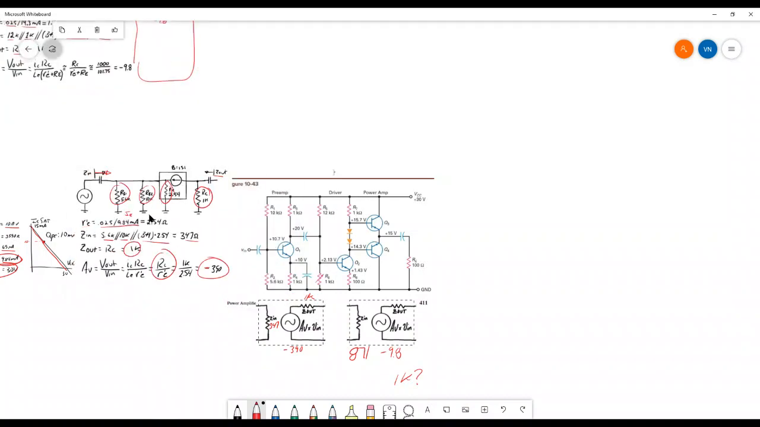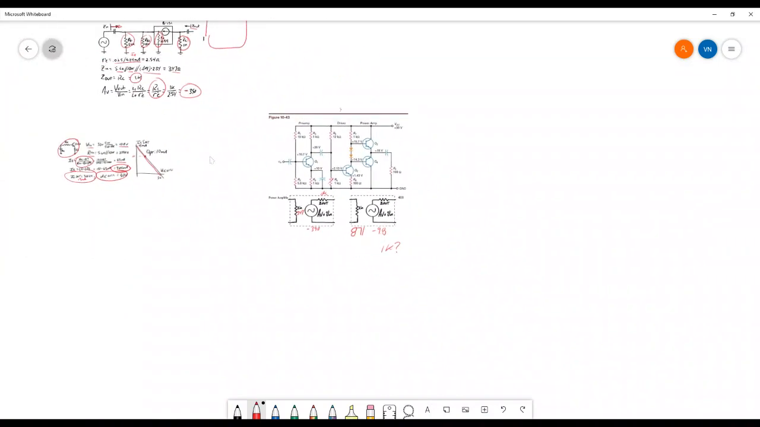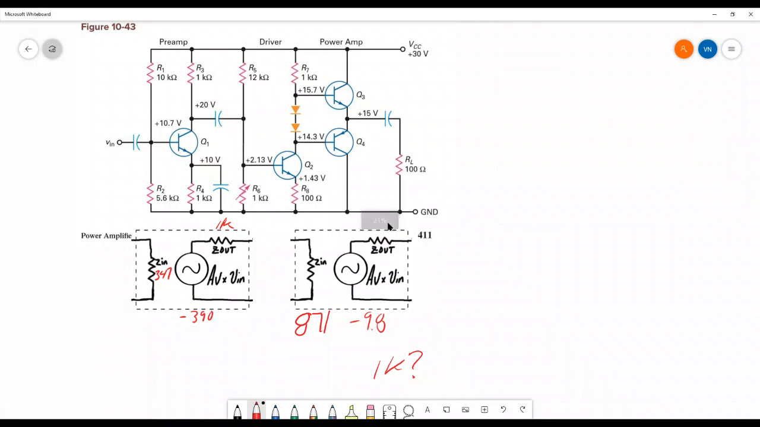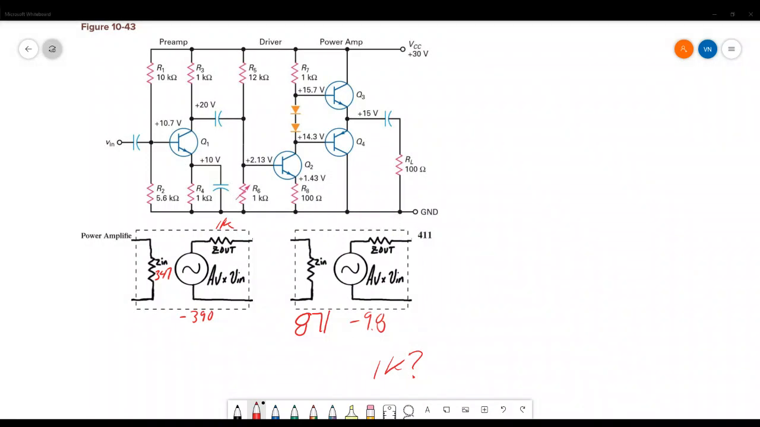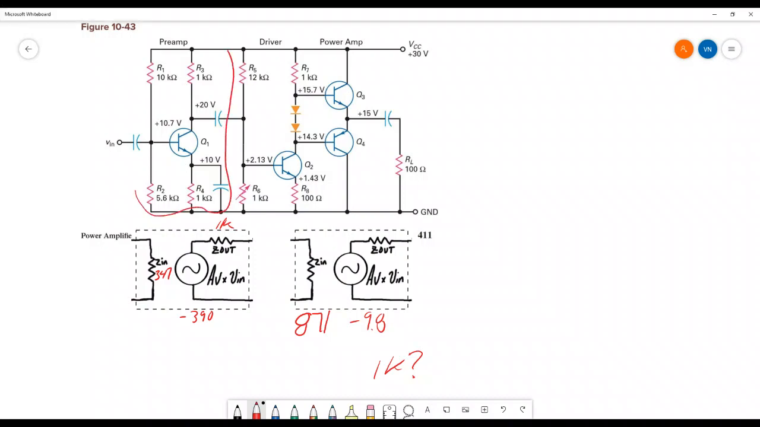So let's now, this is correct. So for this, no problem here with the preamp. That's a capacitor coupled between the preamp stage and the driver. So you would do that as a separate 2-port model.